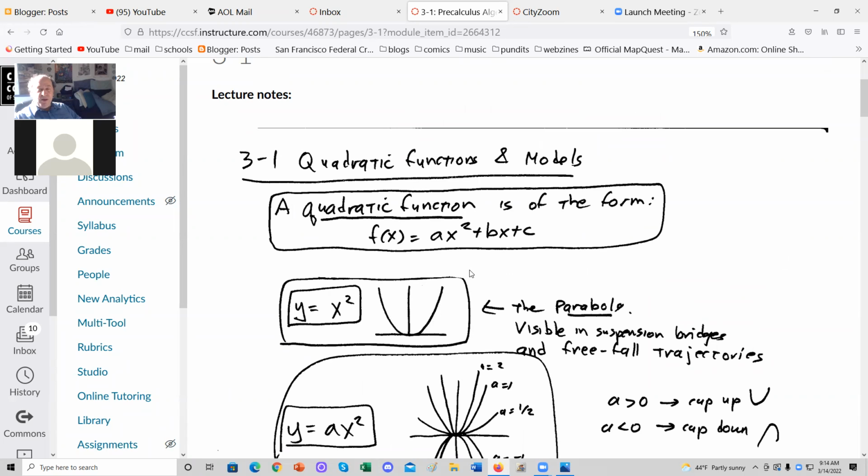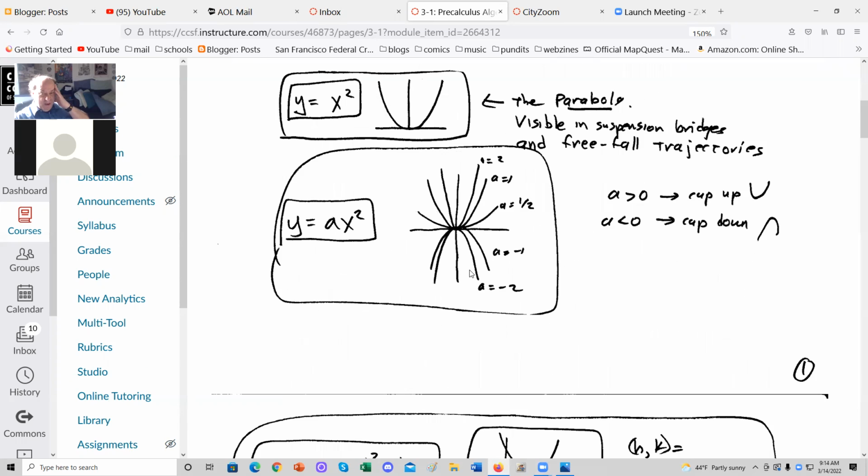You can see parabolas in suspension bridge cables and in the trajectory of things in free fall. Also, the mirrors in flashlights and searchlights have a parabolic cross section, which focuses all the light into a parallel beam. That's a whole other thing.